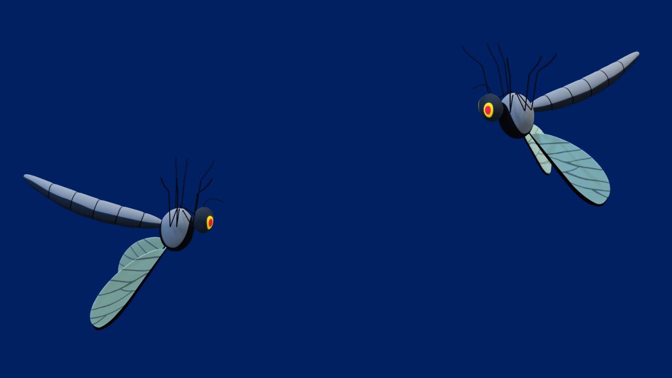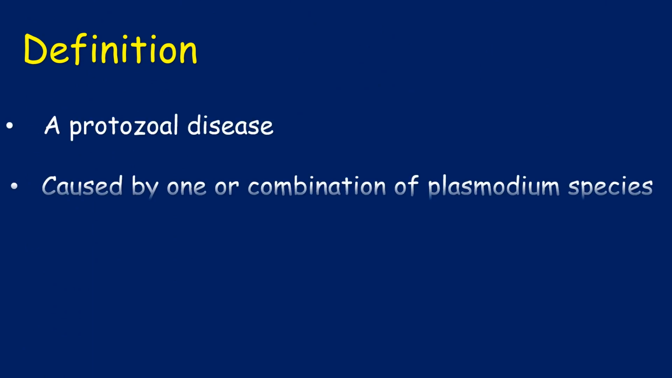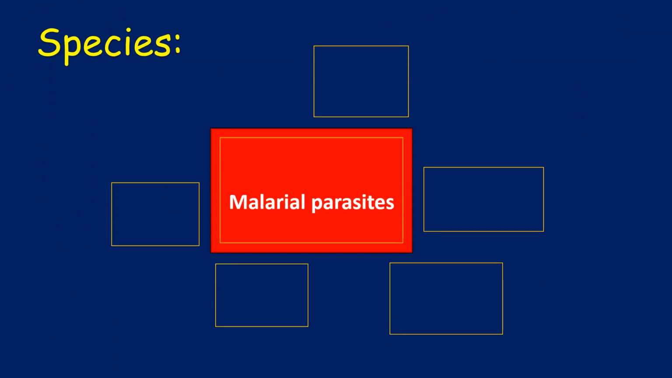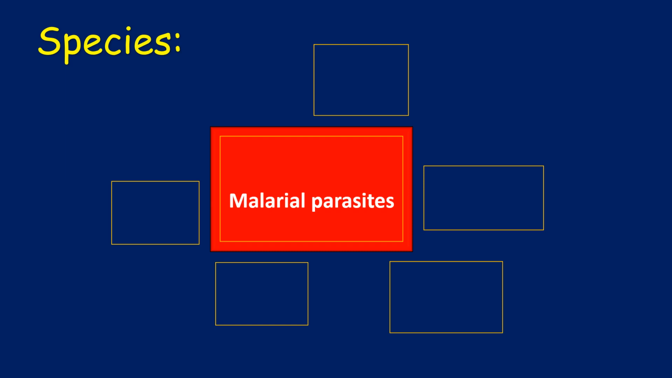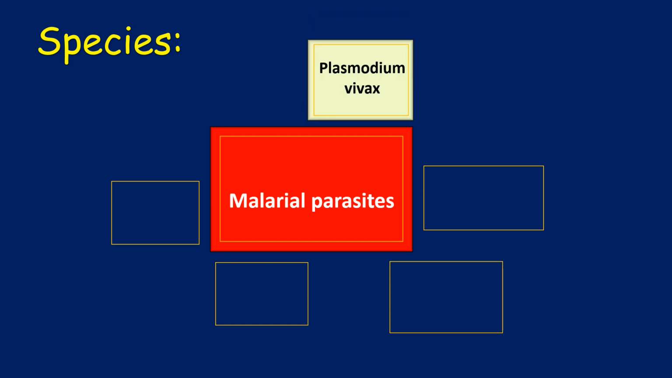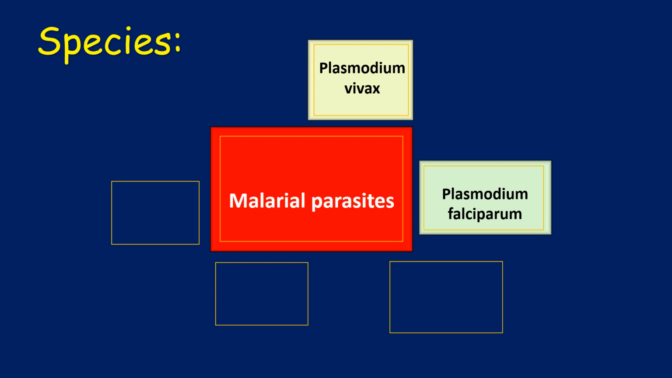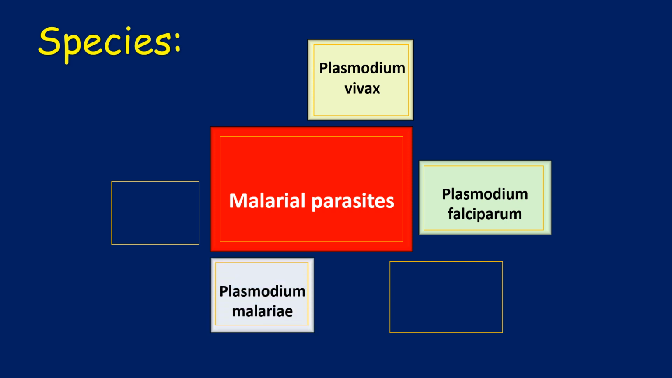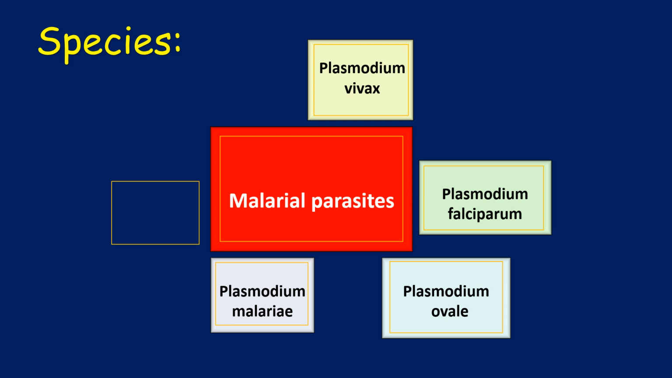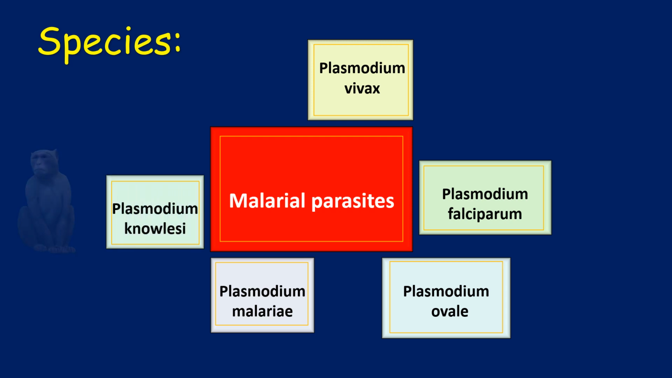Today we will be discussing a very common infectious disease called malaria. What is malaria? Malaria is a protozoal disease caused by one or a combination of Plasmodium species. The species that are most common are Plasmodium vivax and Plasmodium falciparum, followed by Plasmodium malariae and Plasmodium ovale. Plasmodium knowlesi, which used to infect monkeys, is now known to infect humans.